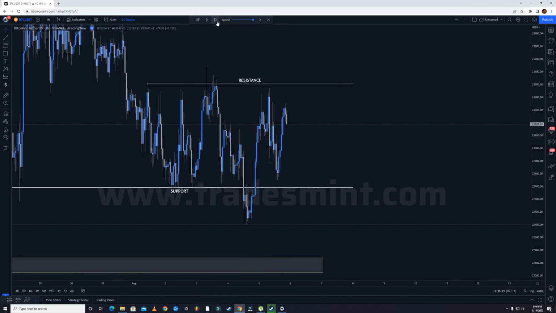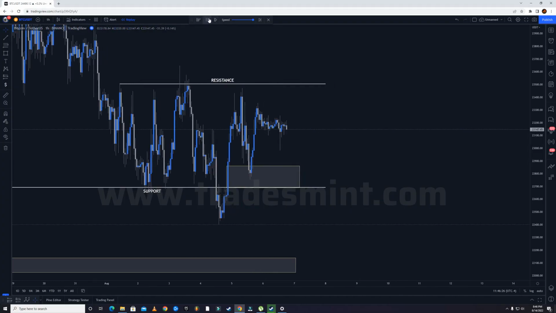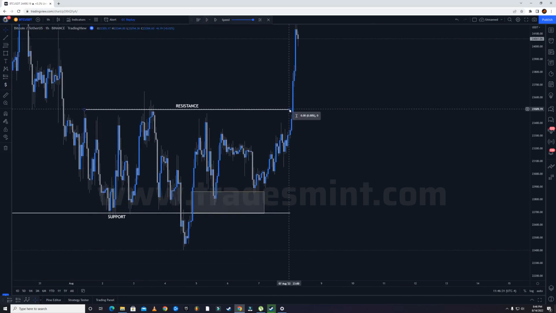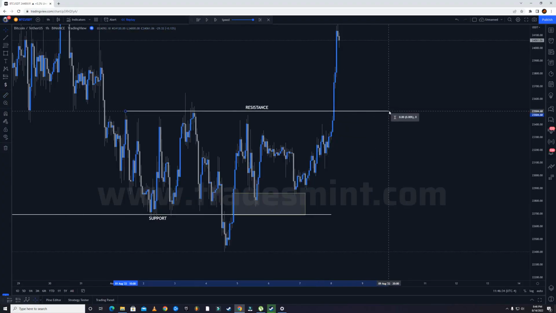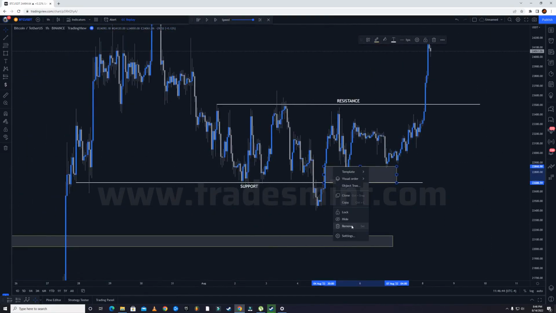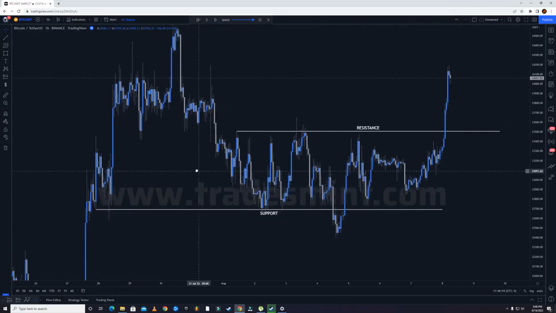As you can see, it comes back to fill some imbalance around this area, and yeah, so it takes out this level, resistance level liquidity as well. So a fake out, and it just goes back up and takes out the liquidity. So I hope this explains very well what liquidity is, and I hope that it's clear by now that liquidity comes in all shapes and forms.